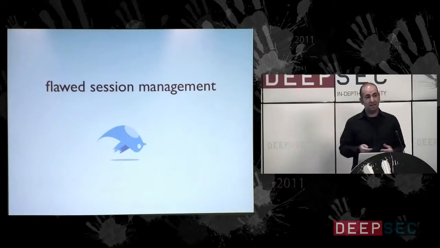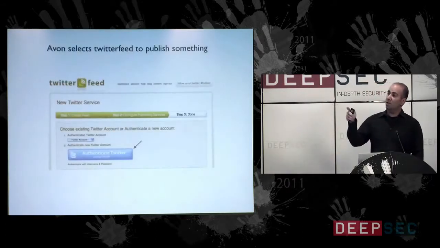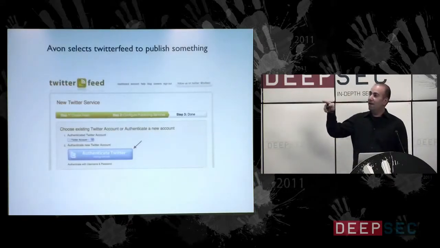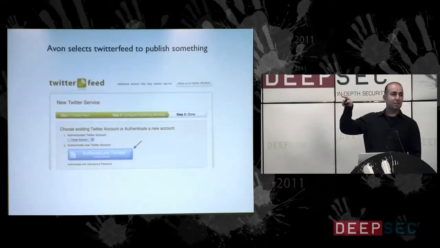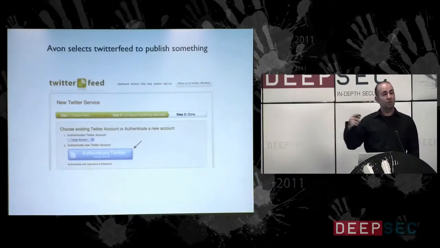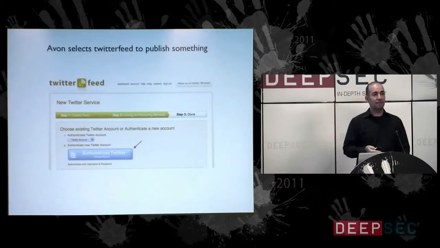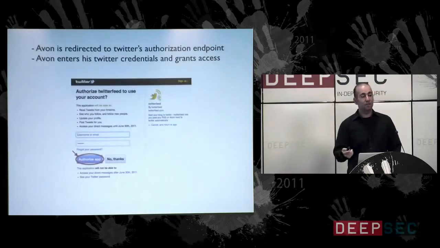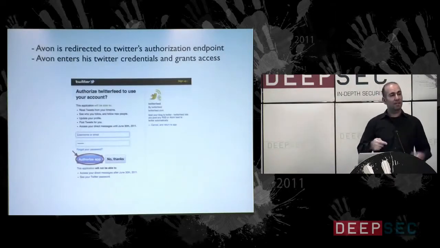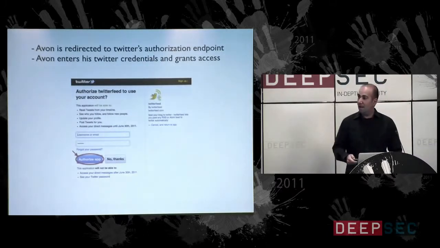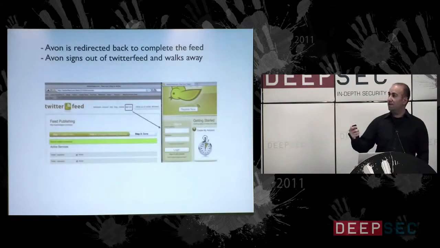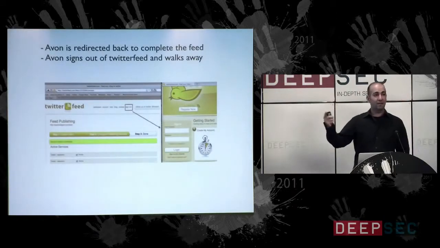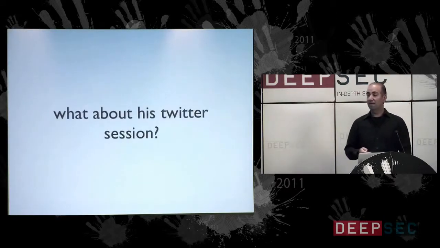This is a very basic session management flaw. As you recall, in the use case we showed you earlier, the user uses a third-party client application, Twitter feed, to post an RSS feed. So it uses Twitter as a publisher. The user clicks on Twitter, gets redirected to Twitter's authorization endpoint within the context of Twitter feed, provides his username and password, and posts the RSS feed, goes back to the Twitter feed, signs out, and walks away.